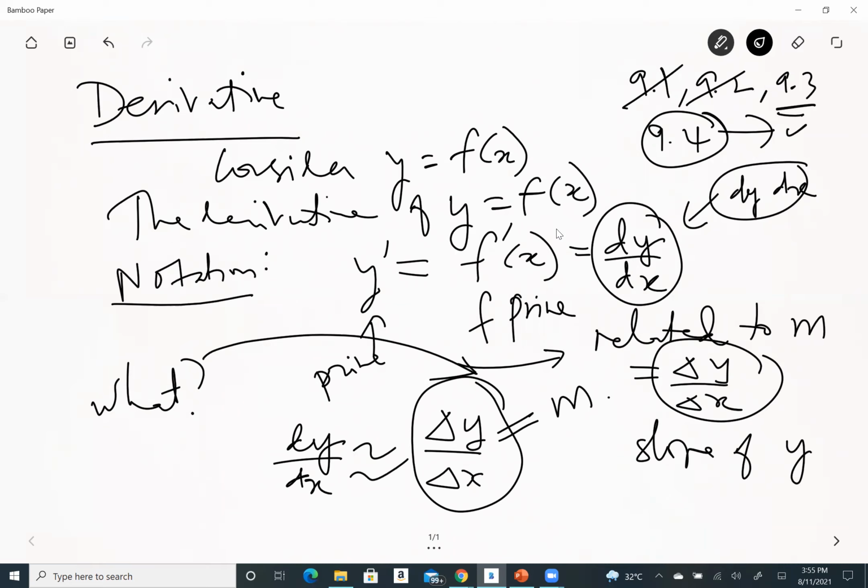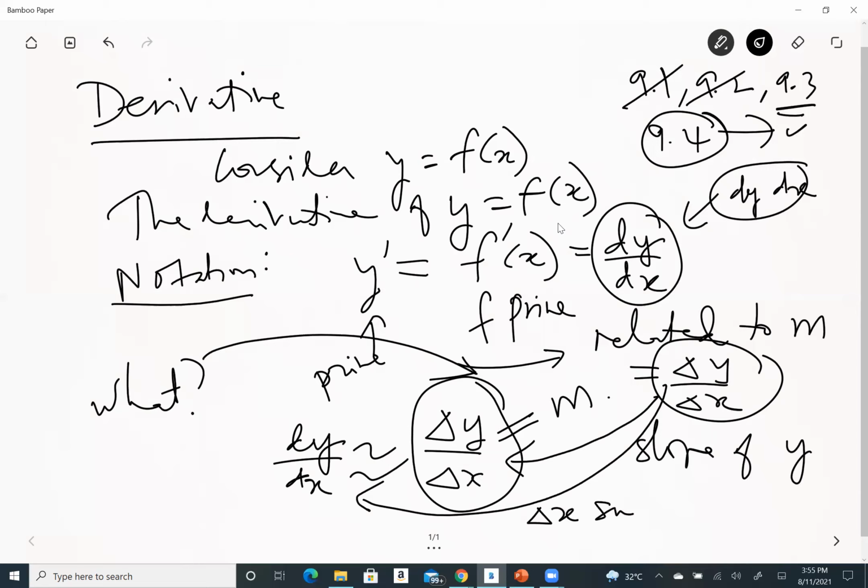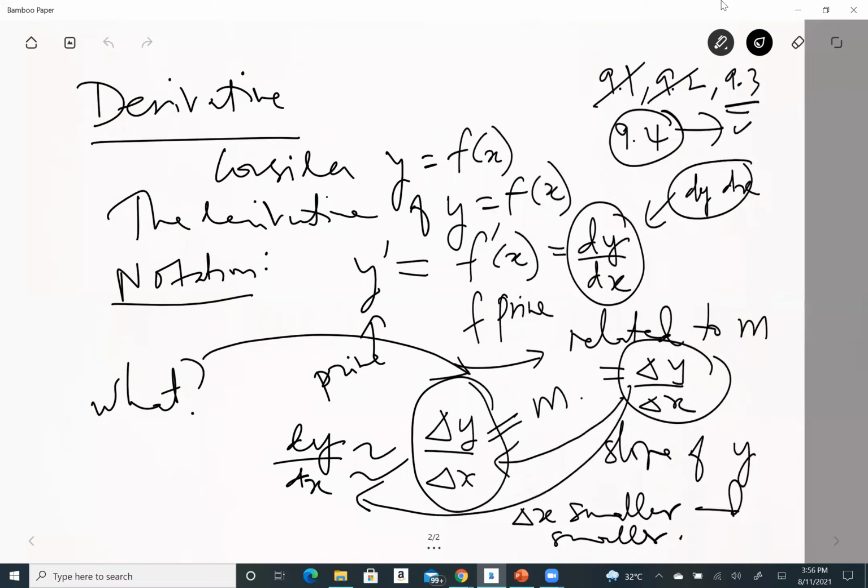The derivative will be derived from there. Okay, so from here you will get dy/dx. How do you do that? You make the delta x smaller, smaller and smaller. So that is our idea of the derivative. The derivative is essentially the slope of the function as you make delta x smaller and smaller. So let us look at more detail into that.